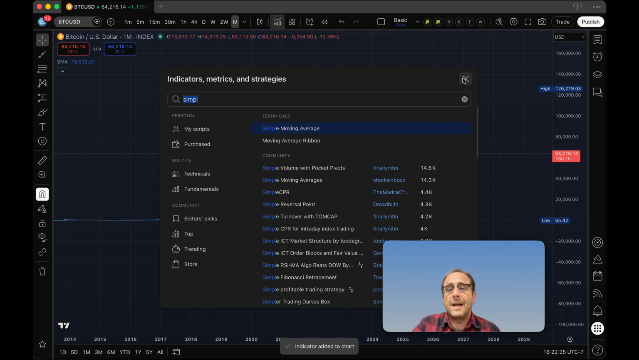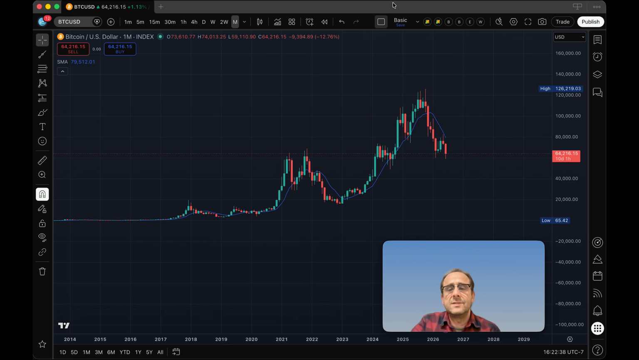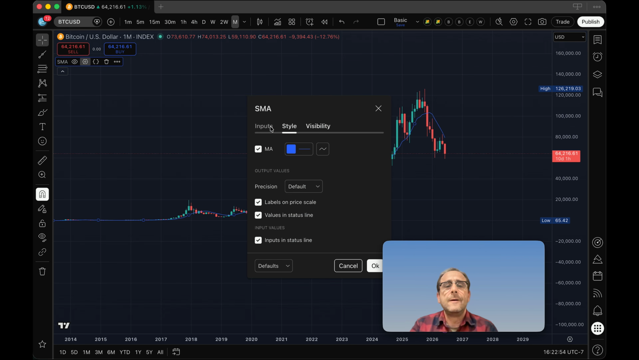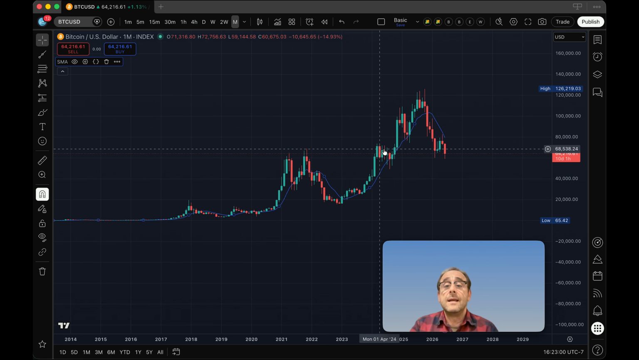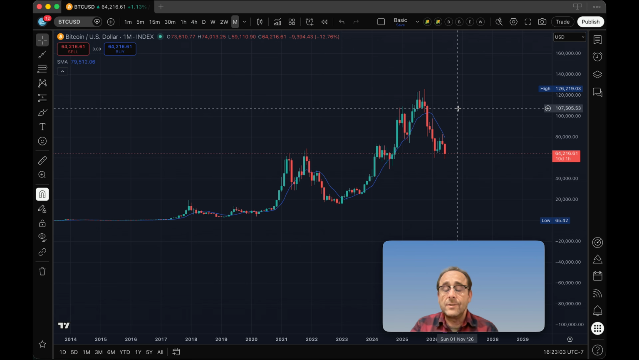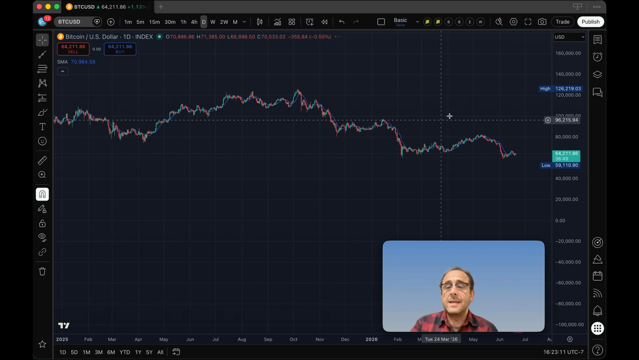What is the simple moving average? The simple moving average is simply the average price of any given instrument, stock, or in this case, crypto, over the past time frame that it's selected at. For instance, I think it's by default, let's verify this. Okay, so 9 is the length. What that means is that this blue line represents the average price of Bitcoin over the last 9 months, because I have month selected. If I select day, it would be the average price of Bitcoin over the last 9 days.